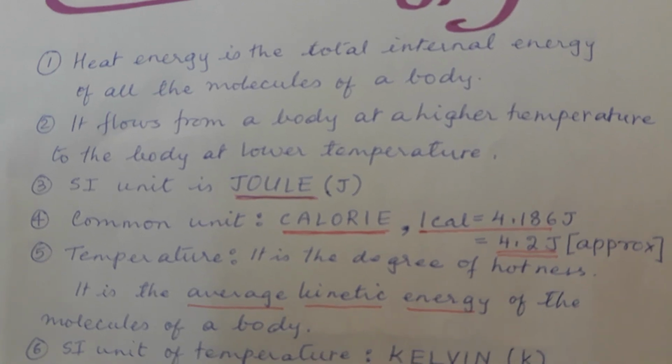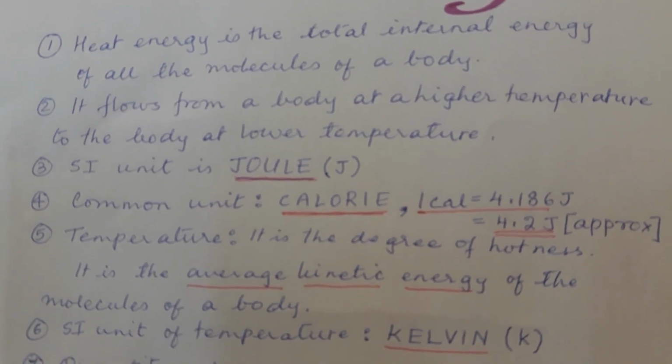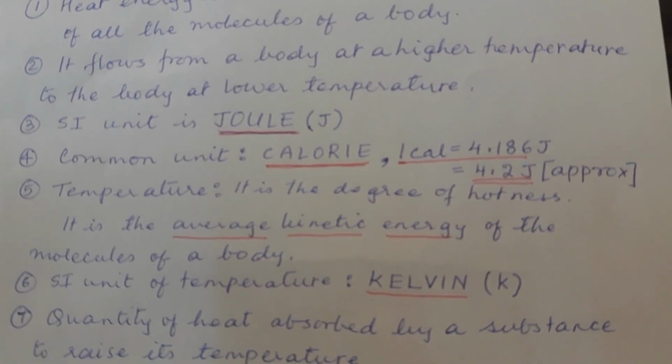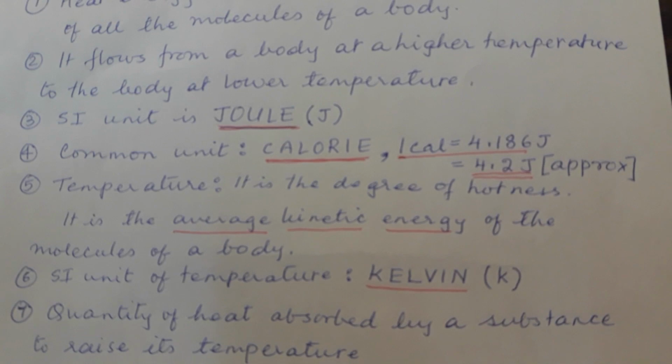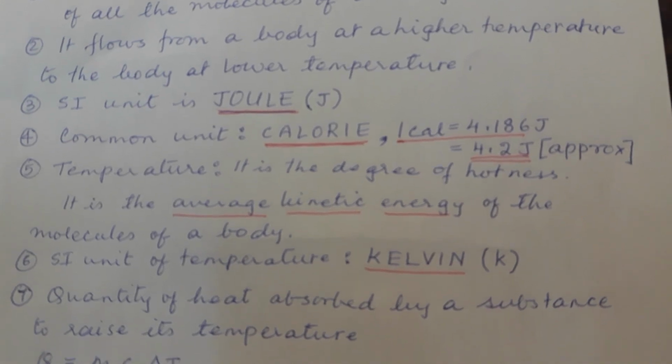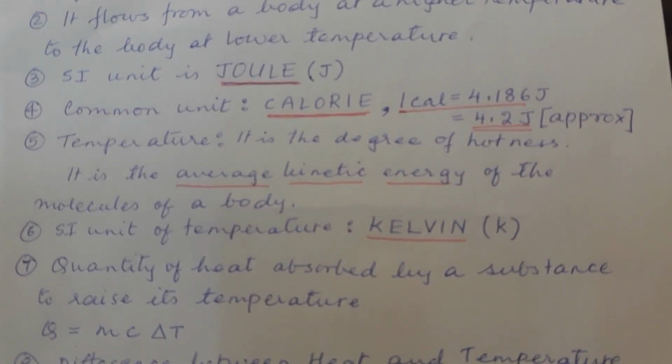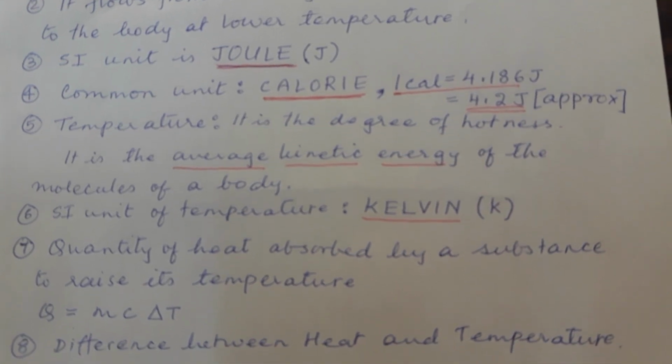Now, these definitions you'll find in any textbook. Let's move on. You have to know them by heart. Number 5, temperature. It is the average kinetic energy of the molecules of the body. It's also the degree of hotness. We come to the unit of temperature. Unit of temperature is Kelvin, which is denoted by capital K.